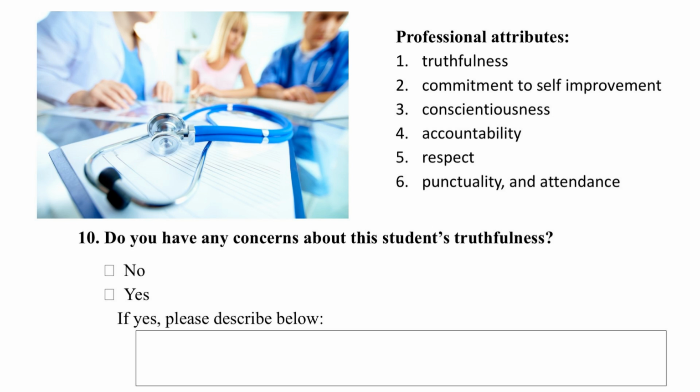The last section of the assessment form consists of the items assessing student professional attributes. These are things like truthfulness, commitment to self-improvement, conscientiousness, accountability, respect, punctuality, and attendance. With your feedback, we've reduced the number of these questions on the CASP. The first question in this area asks if you have any concerns about the student's truthfulness. If you do have any concerns, we ask you to give us a little more information about your concerns.